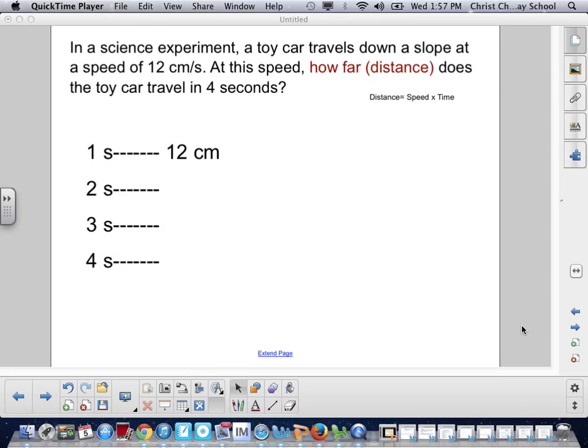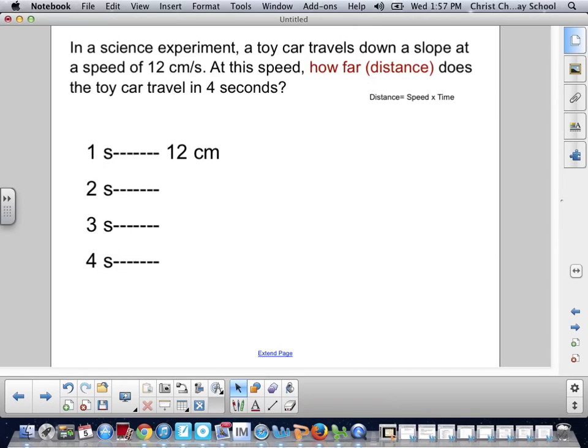Okay, so let's take a look. What we're trying to determine is distance. We're trying to determine distance. So when we are trying to determine distance, if we are given the speed and the time, we can figure out the distance.